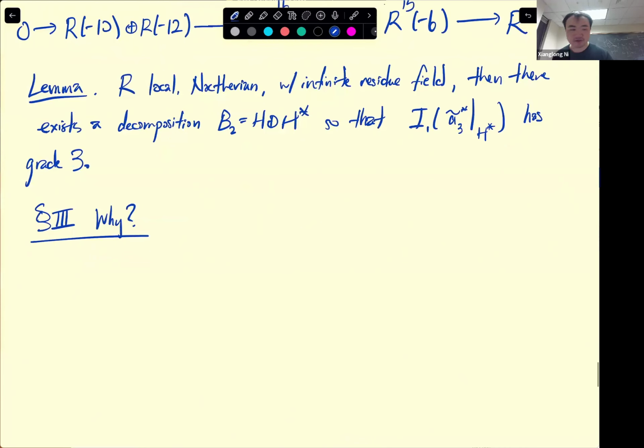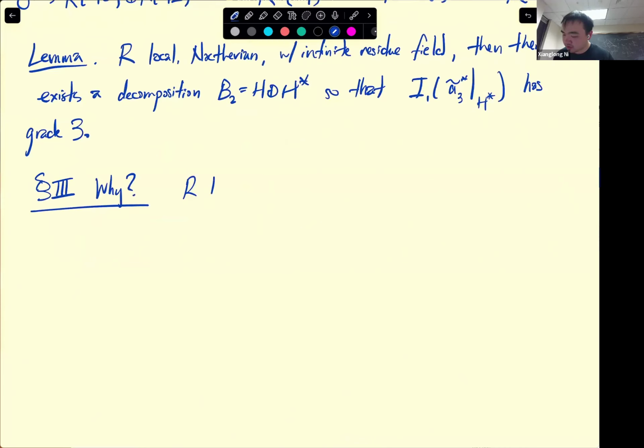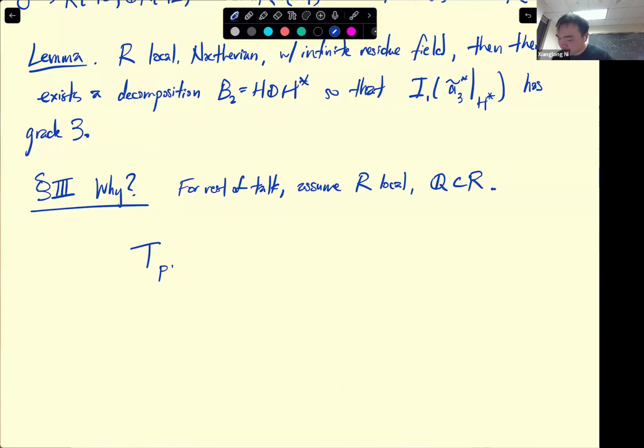For the rest of this talk, I'll assume that R is local and has equicharacteristic 0. So I'm going to define the following T-shaped graph with 3 parameters P, Q, and R. So it's the following graph.